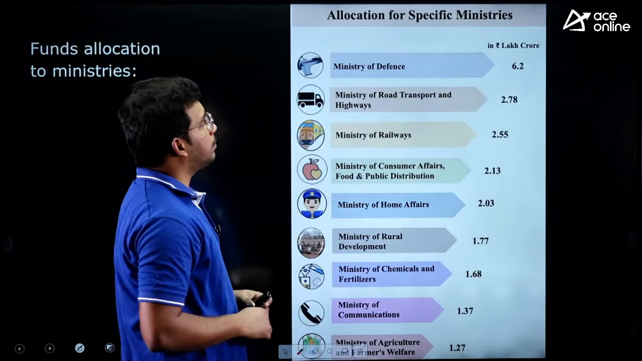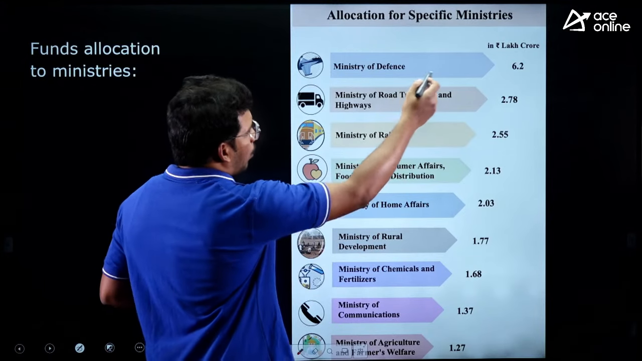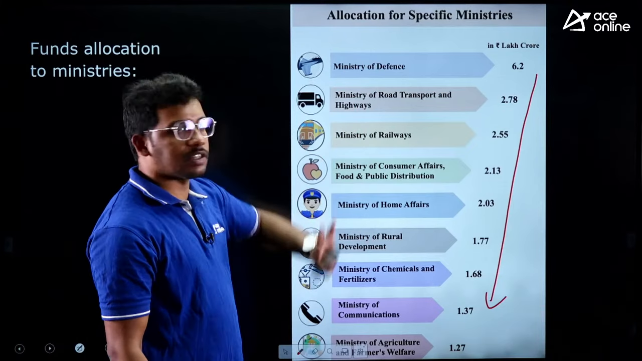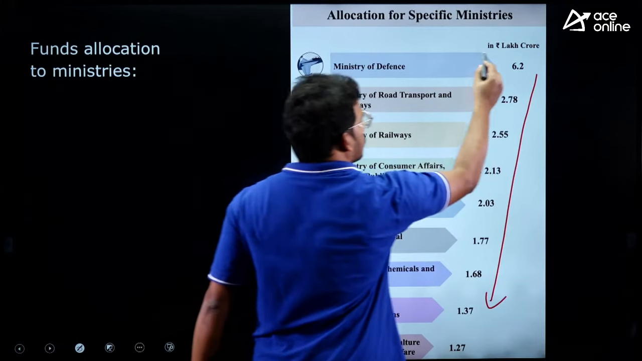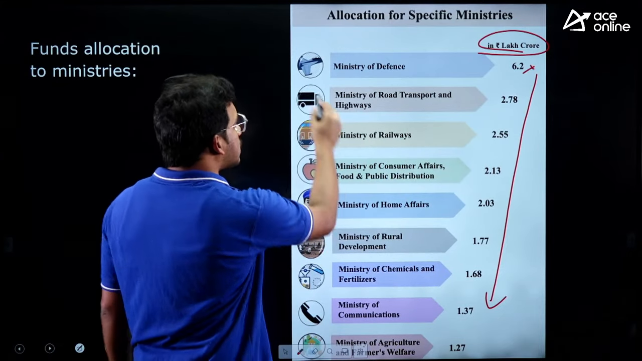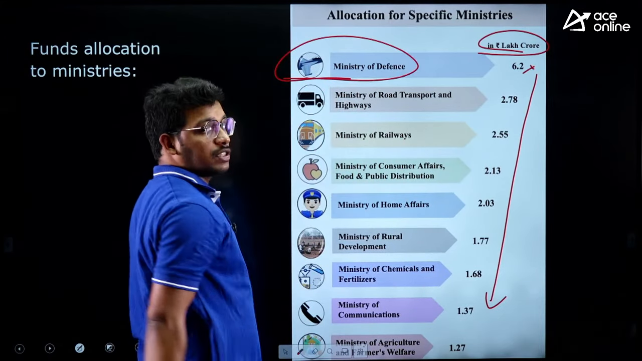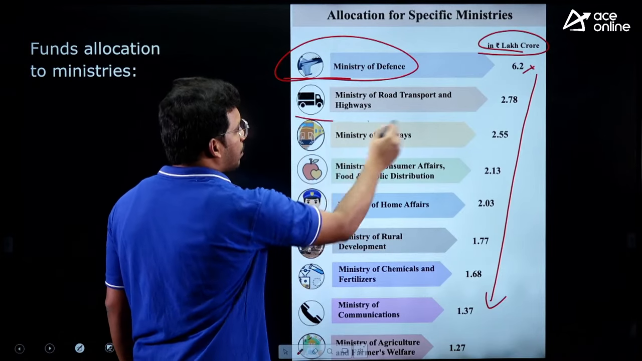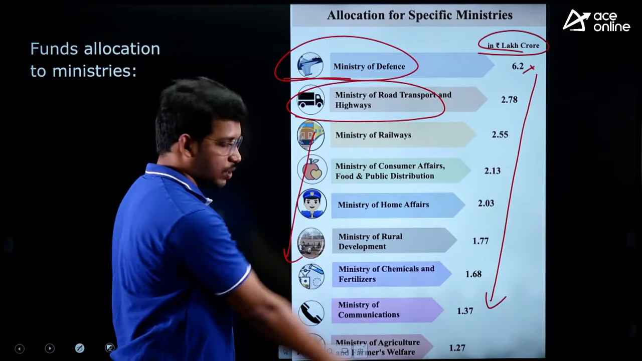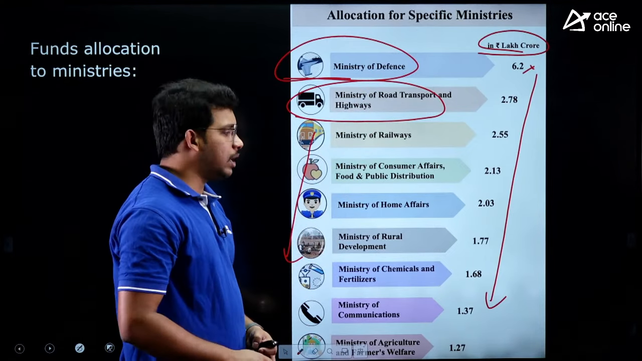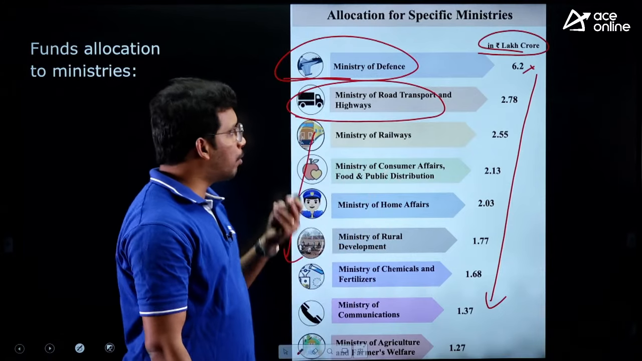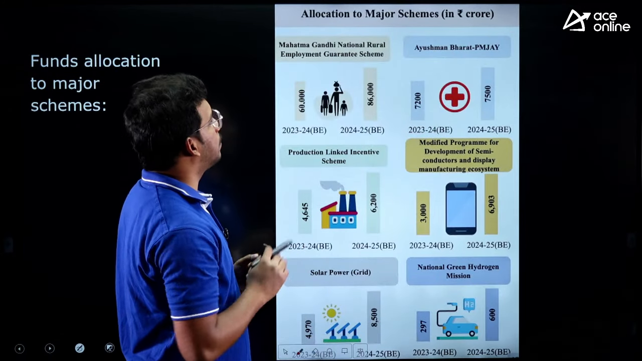So this is about the rupee, how it is going and how it is coming. Next, the amount of funds given to various ministries that you need to remember in terms of lakh crores. So 6.2 lakh crores. The highest allocation for a ministry is the defense ministry, that you need to remember, followed by road transport, then railways, consumer affairs. You can see this. The first 2-3 you can remember, that will be sufficient, right? So that is about the amount of money given to the various ministries.